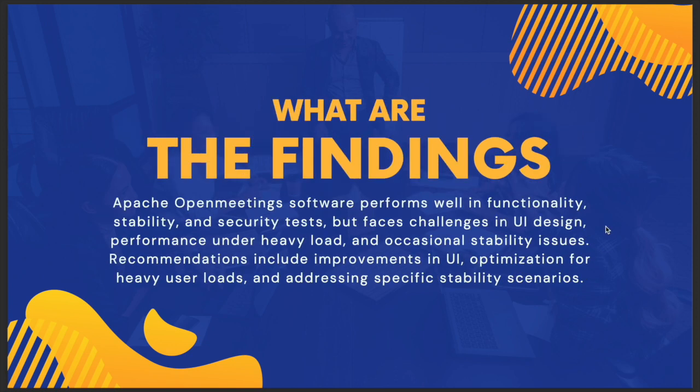Okay, and then let me talk about what are the findings of our project. We found that the Apache Openmeetings performed well in terms of functionality, performance, stability, and the security tests. However, there are still some challenges. The functional tests reveal some minor issues in the user interface design and navigation. Performance tests show that OpenMeetings slows down under high user load, which indicates the need for optimization.